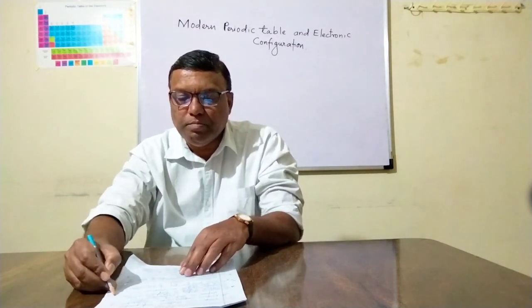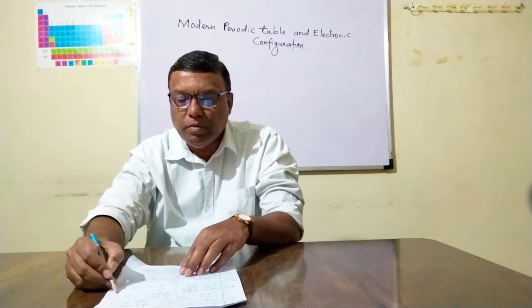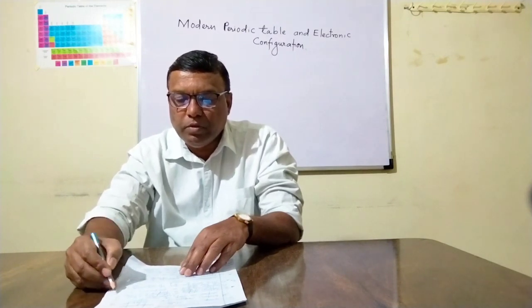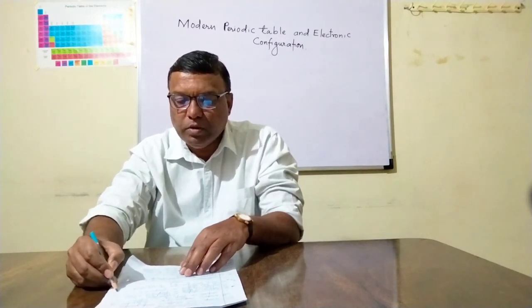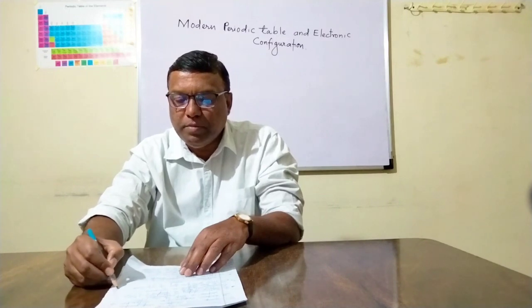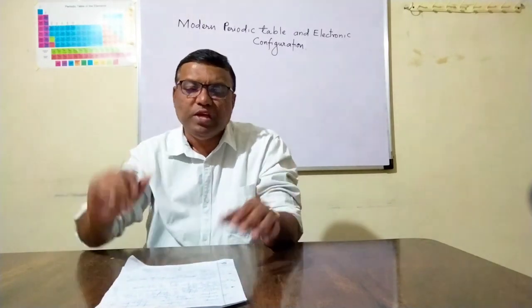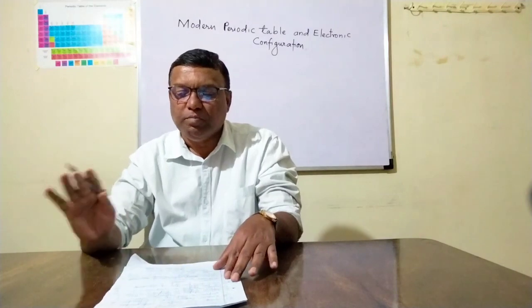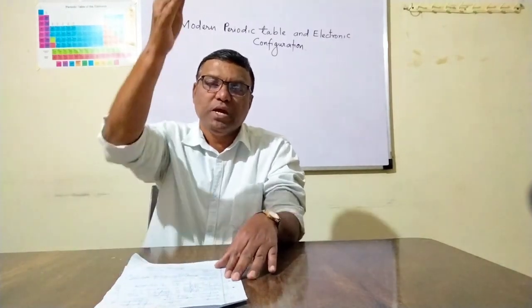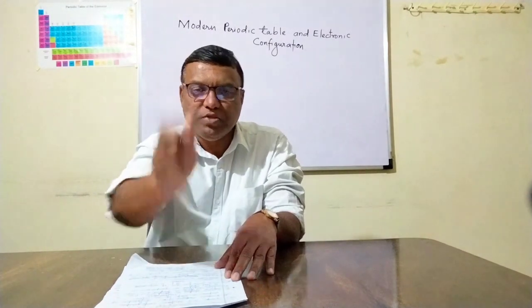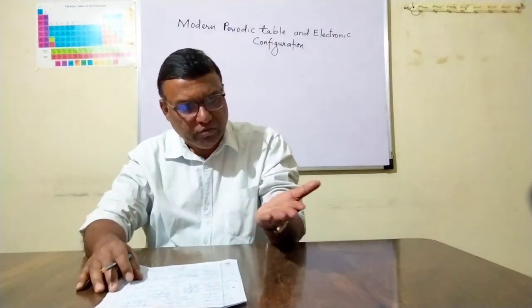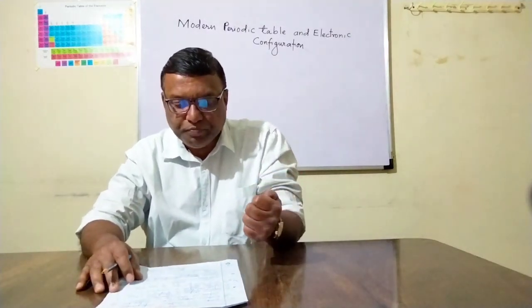Hydrogen, lithium, sodium, potassium, rubidium, cesium and francium. These are the elements which are present in group number 1. We have seen, you remember.